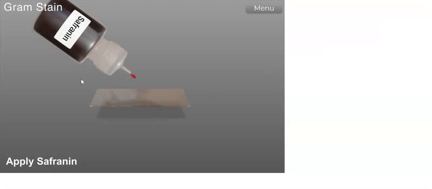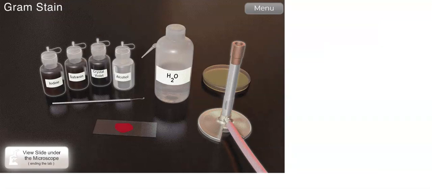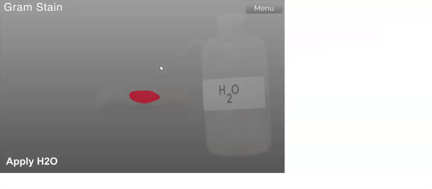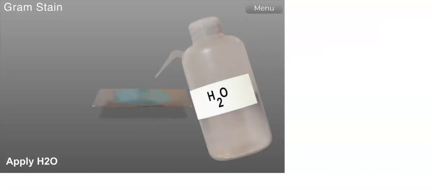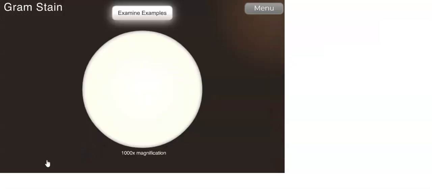Then the last staining solution is known as safranin. Safranin is used as a counterstain in gram staining. In this test, the safranin directly stains the bacteria that have been decolorized. And then we remove the excess safranin by adding distilled water. With safranin staining, the gram-negative bacteria can be easily distinguished from the gram-positive bacteria. Then we view the samples under the microscope.